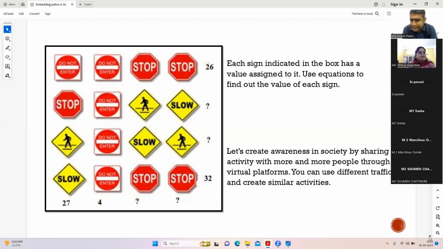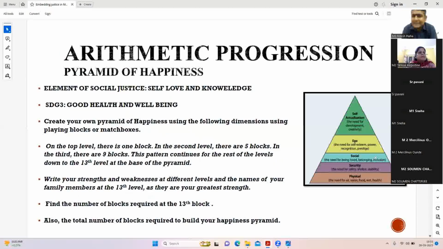So I'll go to the next class, that is arithmetic progression. You all being maths teachers would already be knowing it, so I wouldn't be going into detail explaining what arithmetic progression is. We already know there's a first term, second term, and the list goes on, and there's a common difference to it. So what we can do over here is an activity.